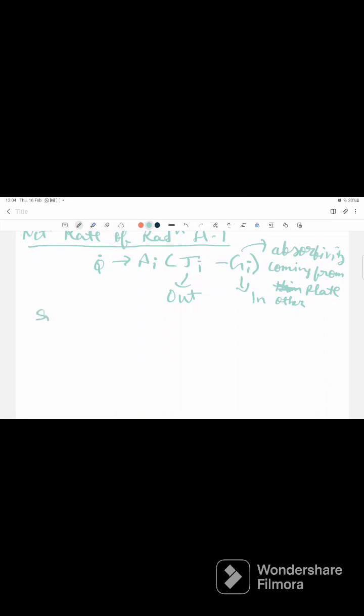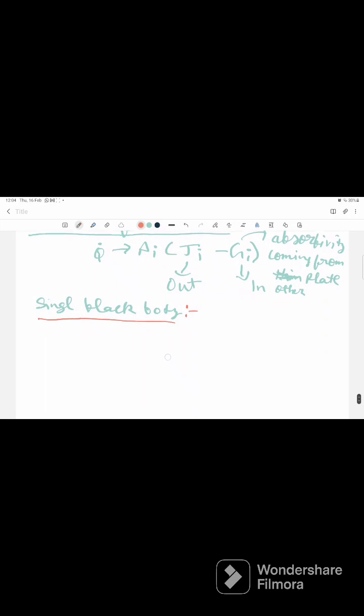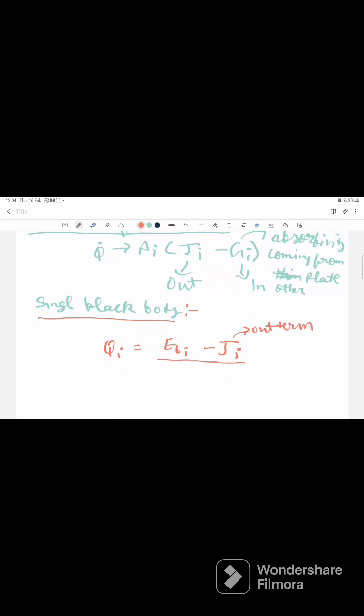If a single black body emits a radiation, then heat is defined as Q is equal to (Eb minus J). This is the out term, means the out term radiosity, we call it radiosity. Okay.